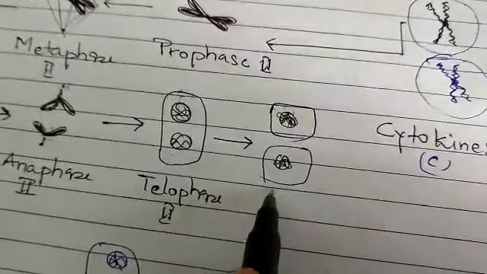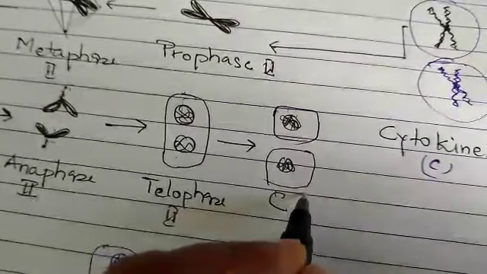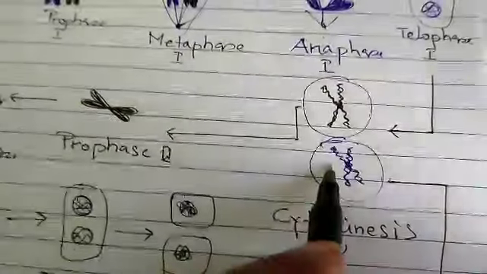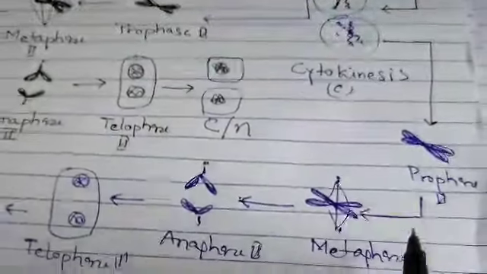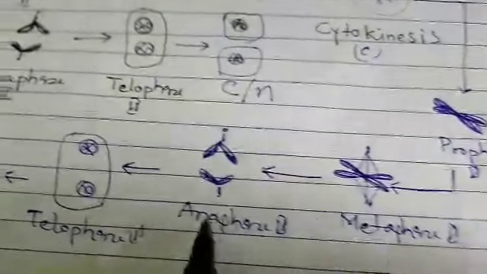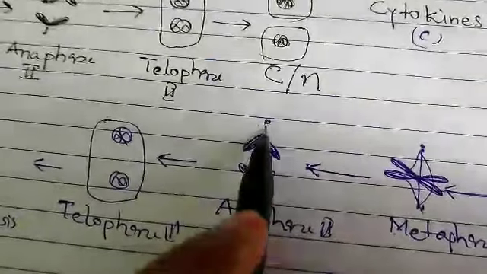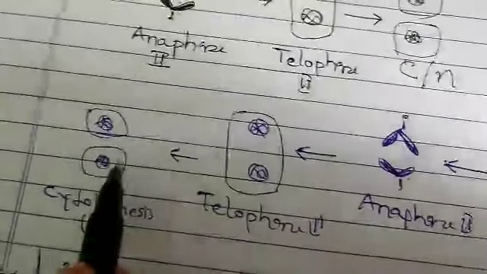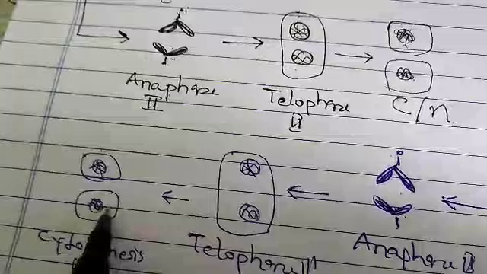Here the DNA content becomes C, and the chromosome number is N, haploid. Now the other daughter cell also undergoes the same process: prophase II, metaphase II, anaphase II, with centromere breakage and the sister chromatids moving to two opposite poles, and then telophase II, where the nuclei form, and then cytokinesis. So 1, 2, 3, 4. One mother cell divides to form four daughter cells.